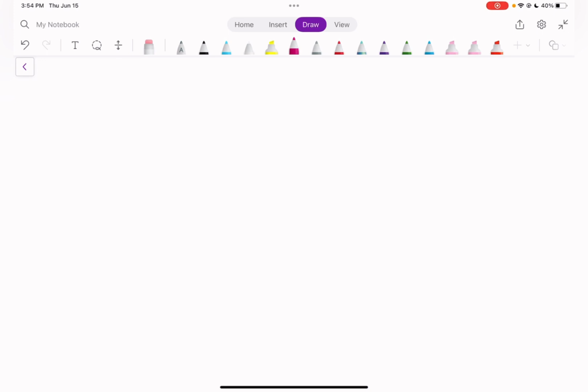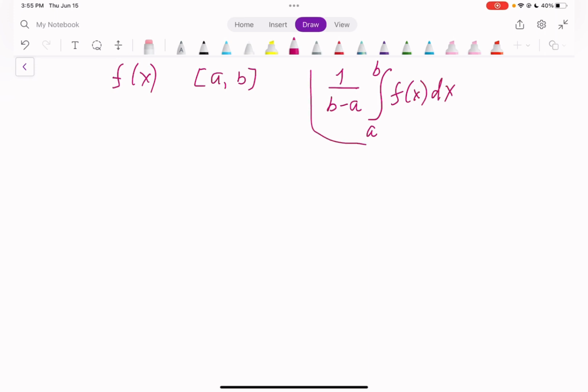Let me write it down. So if we have a function f of x on the interval a, b, meaning a and b included, that's why I put square brackets, then the average value is going to be equal to 1 over b minus a times the definite integral from a to b of f of x dx. So this is the formula we're going to use.